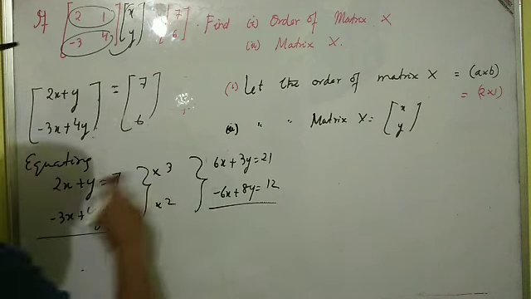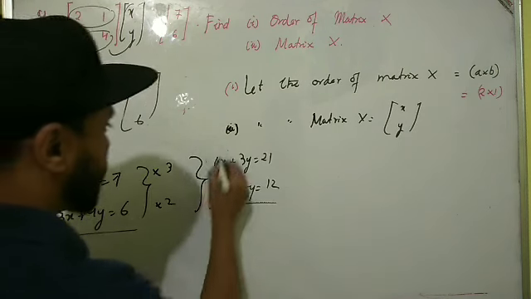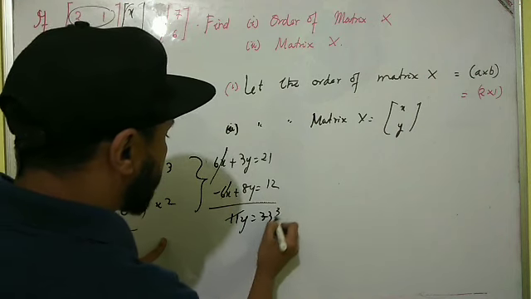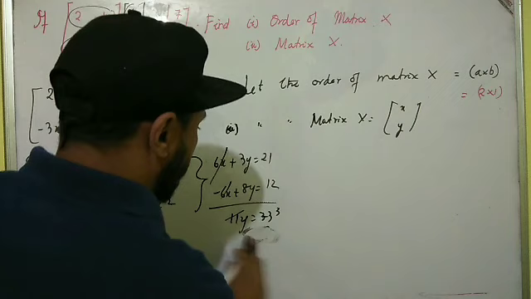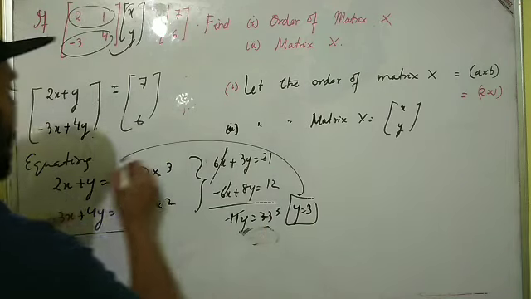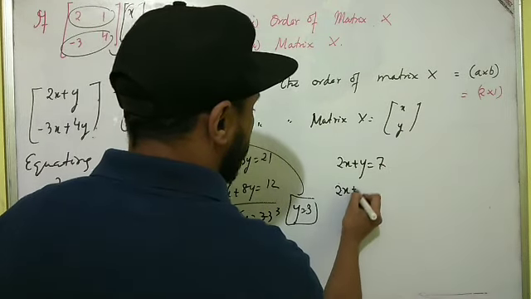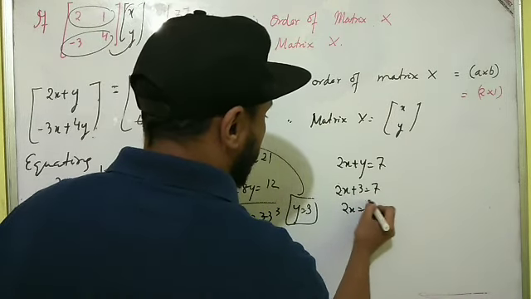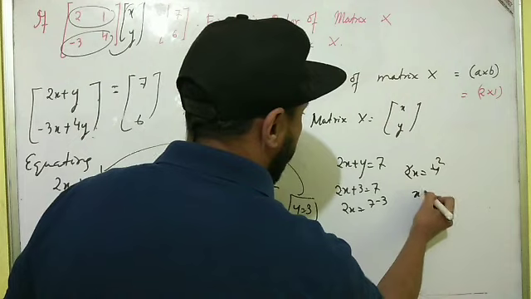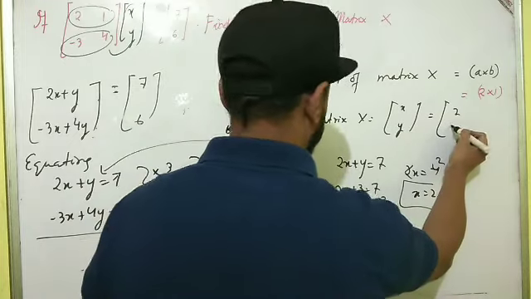Okay, now the 6x will get cancelled. So 11y is equal to 33. So 11 threes are 33, so the value of y is 3. Alright, so the value of y is equal to 3. Now let's put this value in equation number 1. So this will be 2x plus y is equal to 7. So 2x plus 3 is equal to 7. So 2x is equal to 7 minus 3. So this will be 2x is equal to 4. So 2 twos are 4. So the value of x is 2. Okay, so matrix X will be 2 and the value of y is 3.